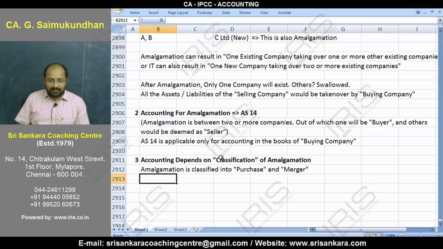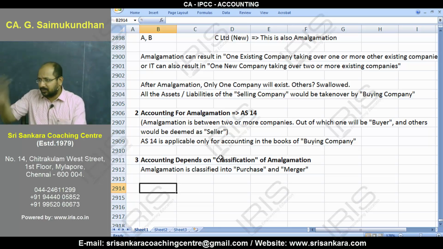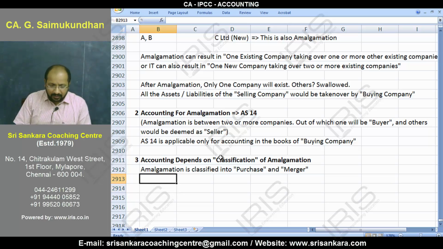So amalgamation is classified into purchase and merger. Watch out for this idea. What is purchase? What is merger? We'll hit that, then start solving some questions. What is the distinction between purchase and merger?